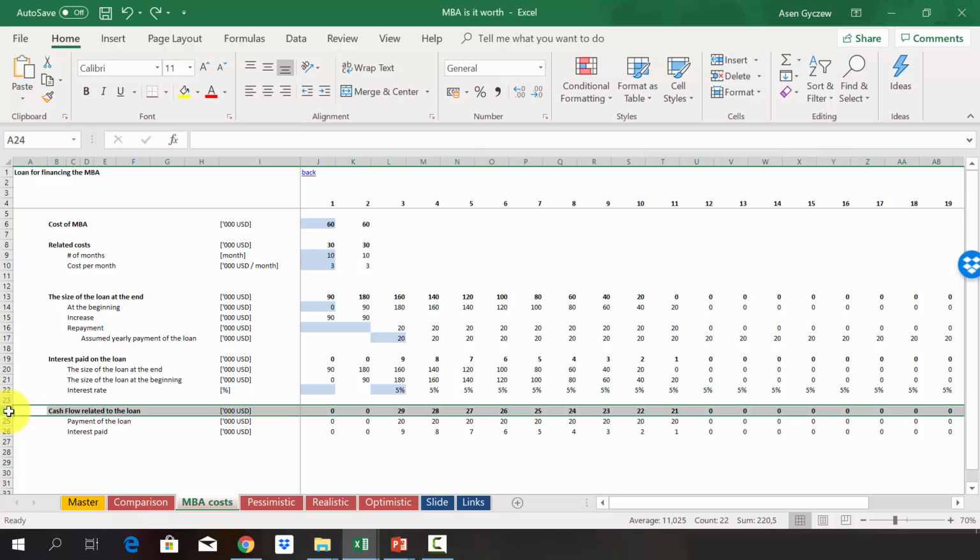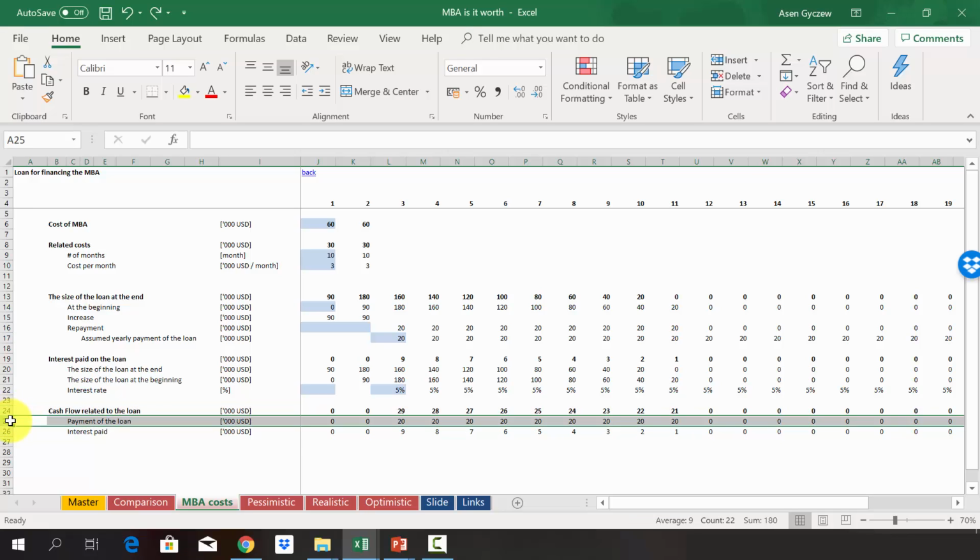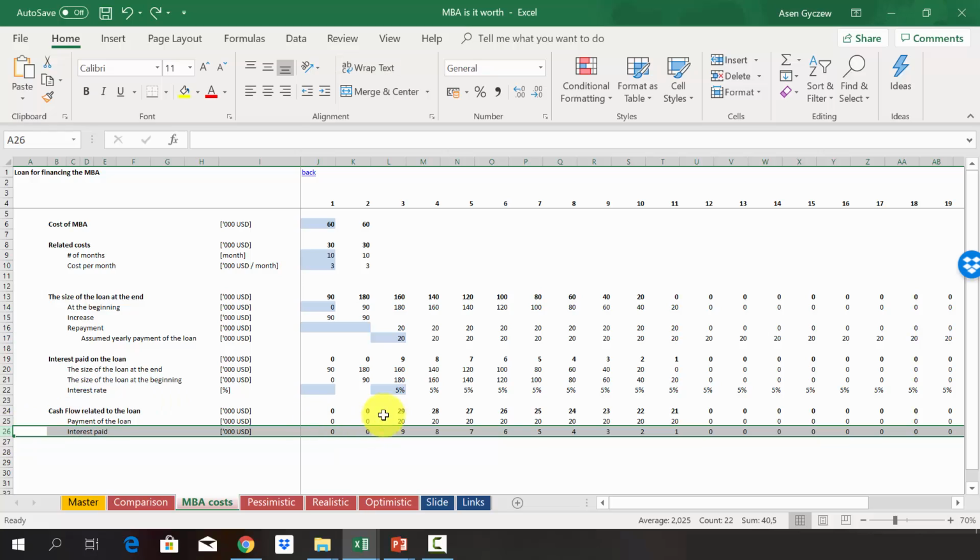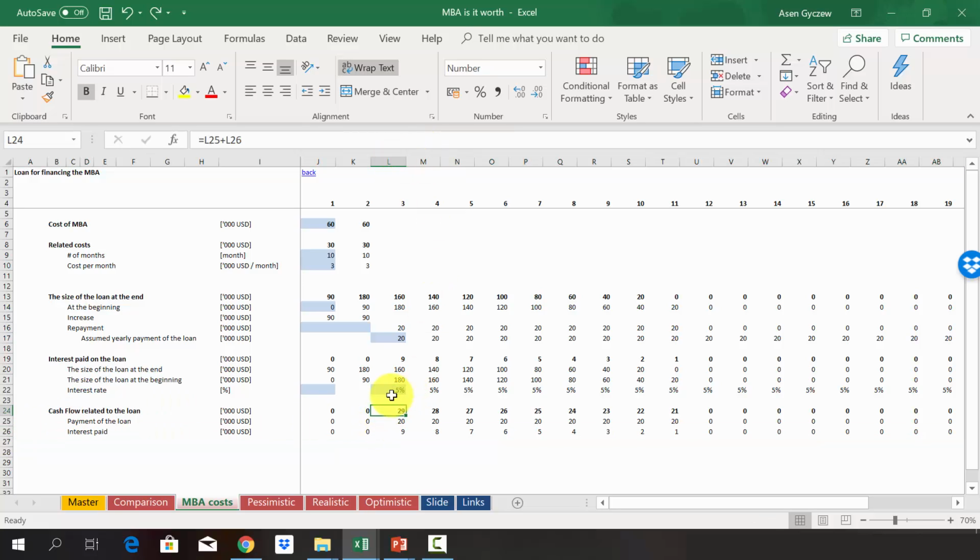So on the basis of that, we are able to calculate the cash flow related to the loan. So we group here all the things we have to pay. So this actually consists of two things: the payment of the loan and then interest paid. So in year 3, we pay 29,000, and then it goes down to 21,000 in year 11.